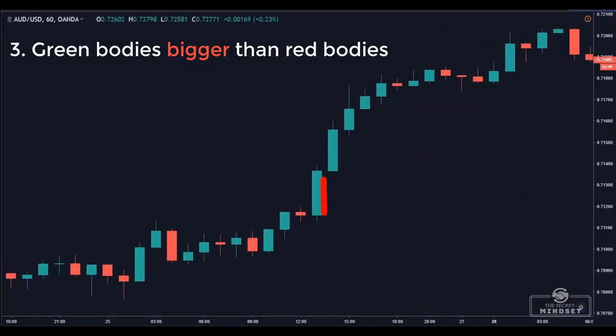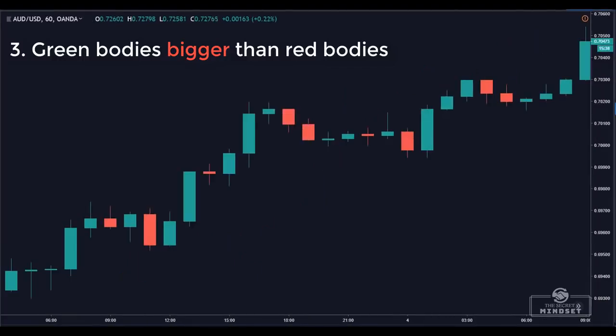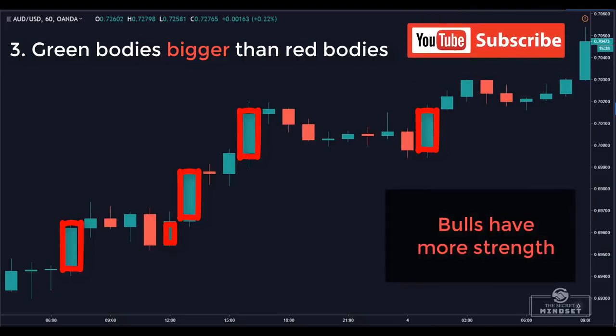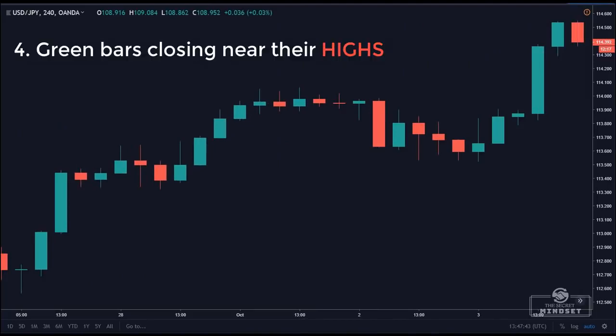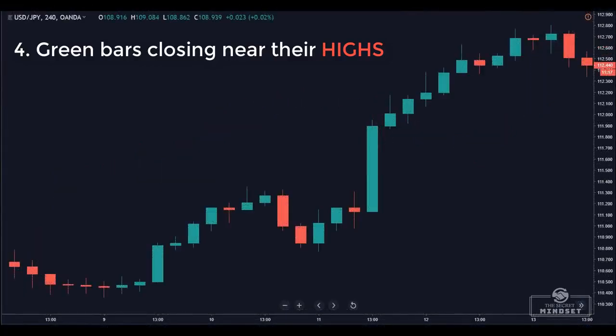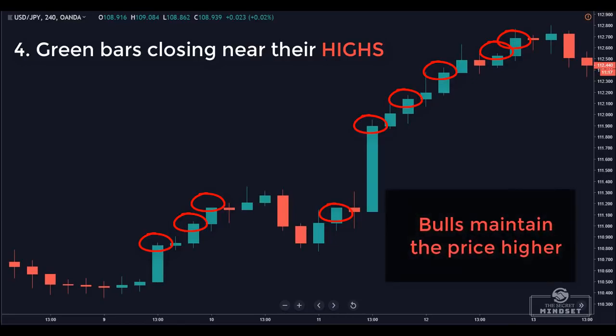In a bull market, the green bodies are bigger than the red bodies. When we see this on our charts, that's a signal that the bulls have more strength than the bears. Also, during a bull control market, we will see the green bars closing near their highs. This suggests a good momentum on the upside because the bulls are trying to maintain the price higher.